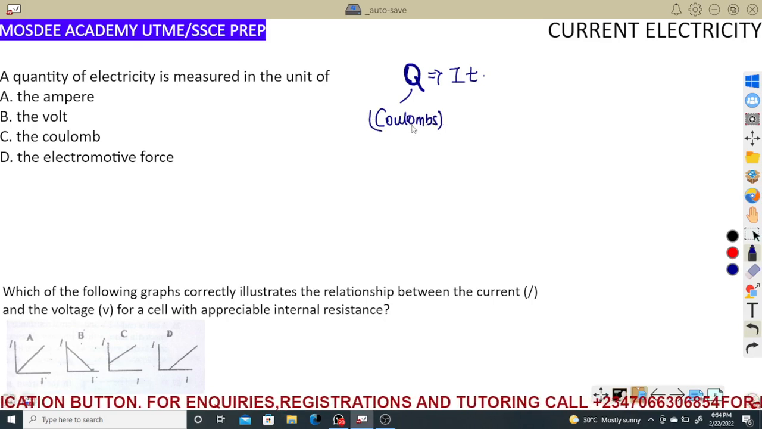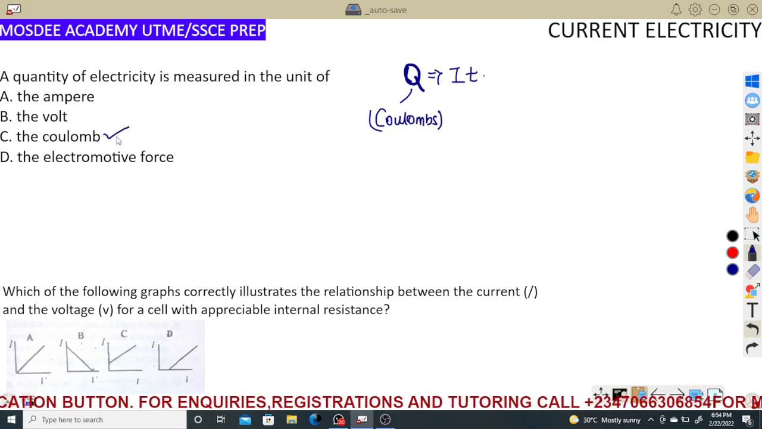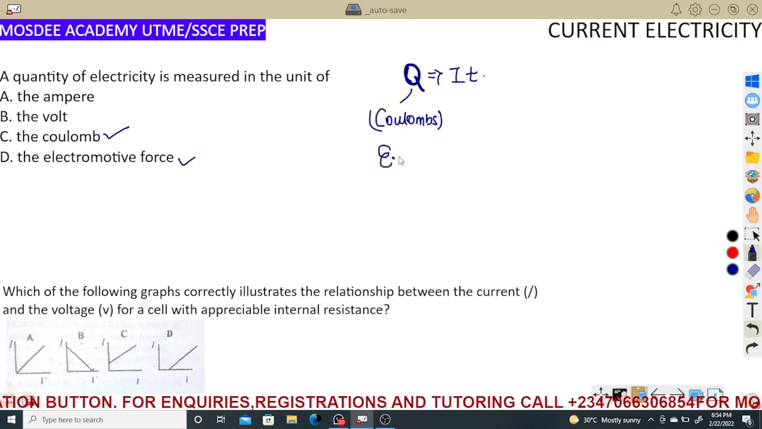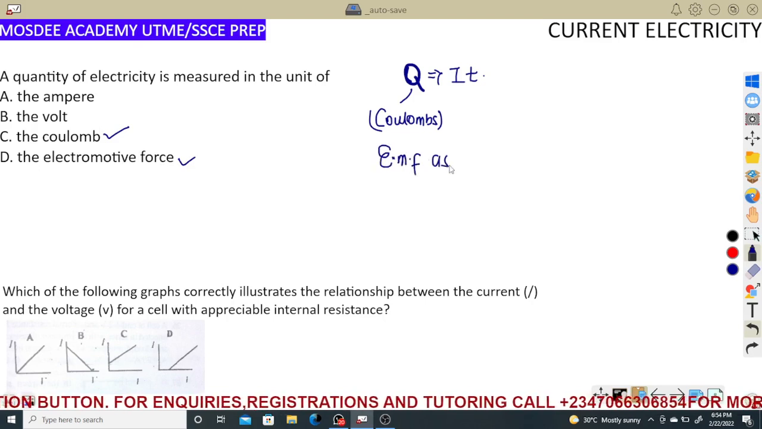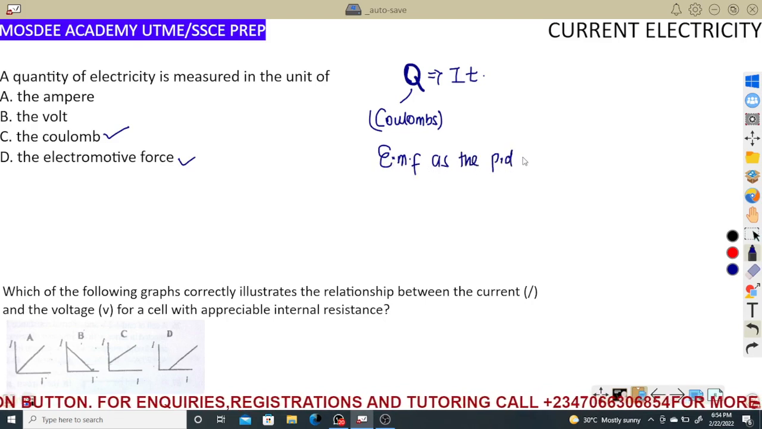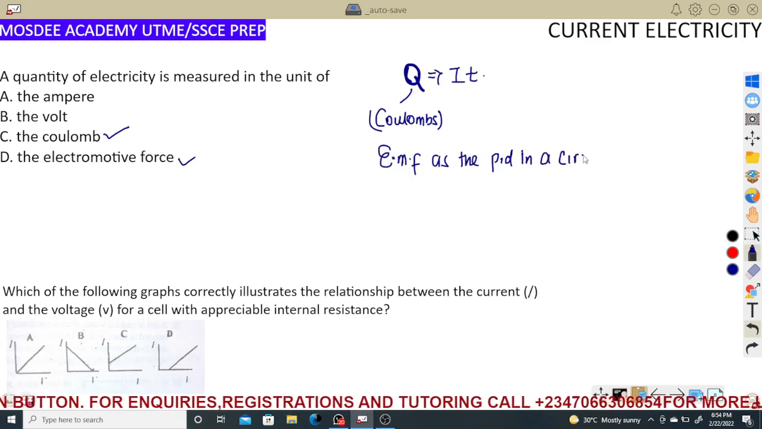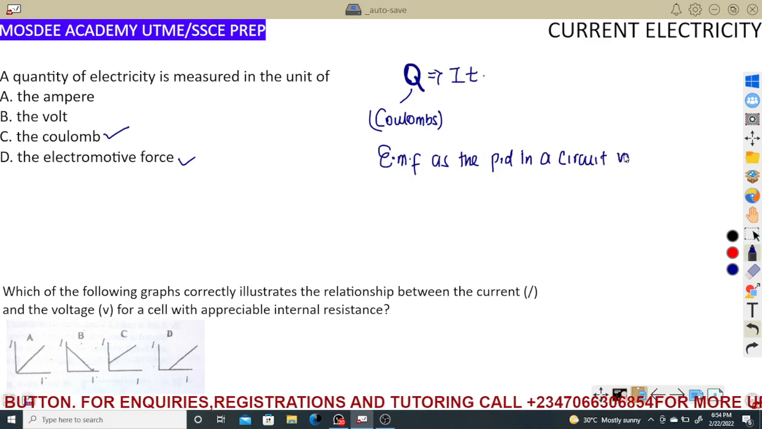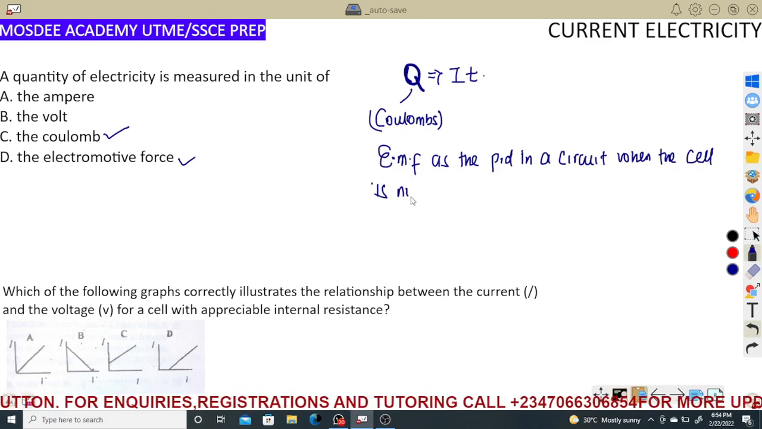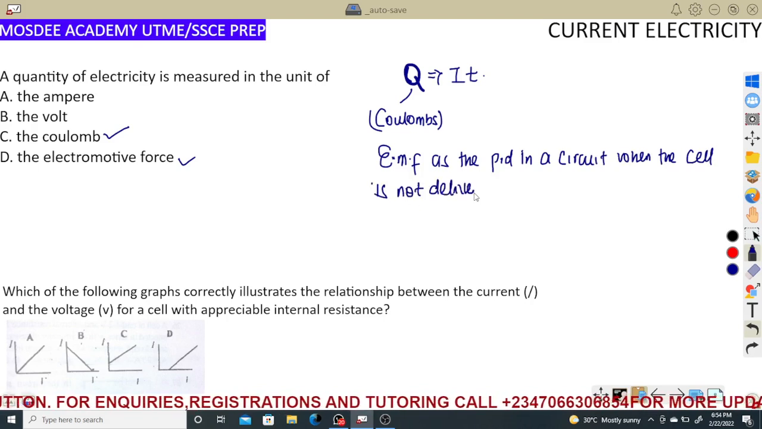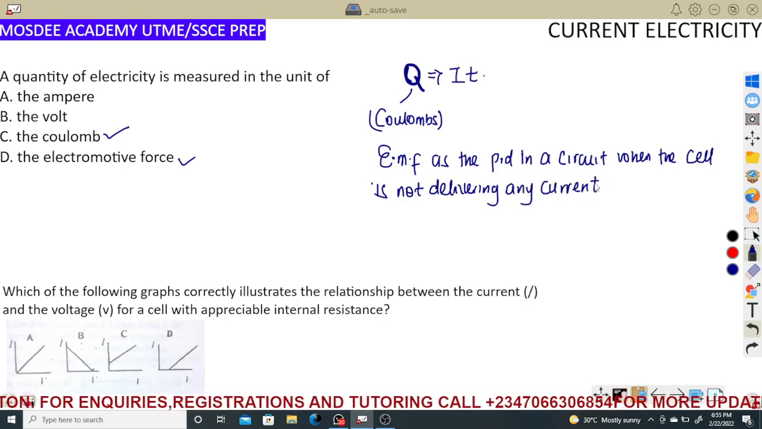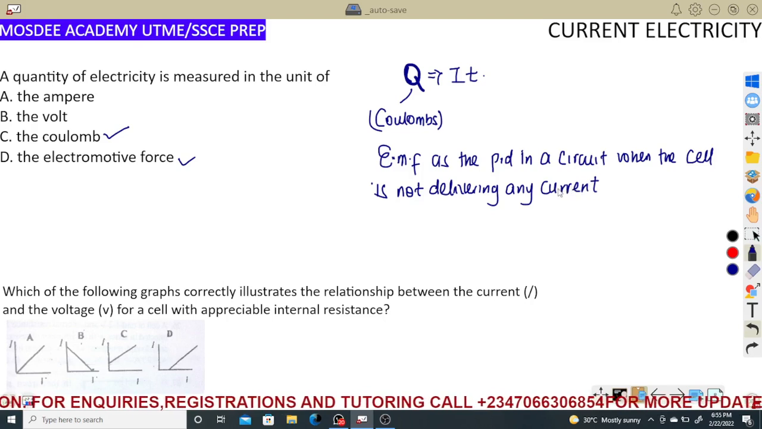So coulombs, which we've talked about, I don't think we should waste time on this. We can define each and every one of these. We can define what we call electromotive force, EMF. EMF is defined as the PD, potential difference, in a circuit when the cell, that's the battery, is not delivering any current. I'm just giving you a good definition for quick concept. So this is the definition we give to potential difference in early classes.